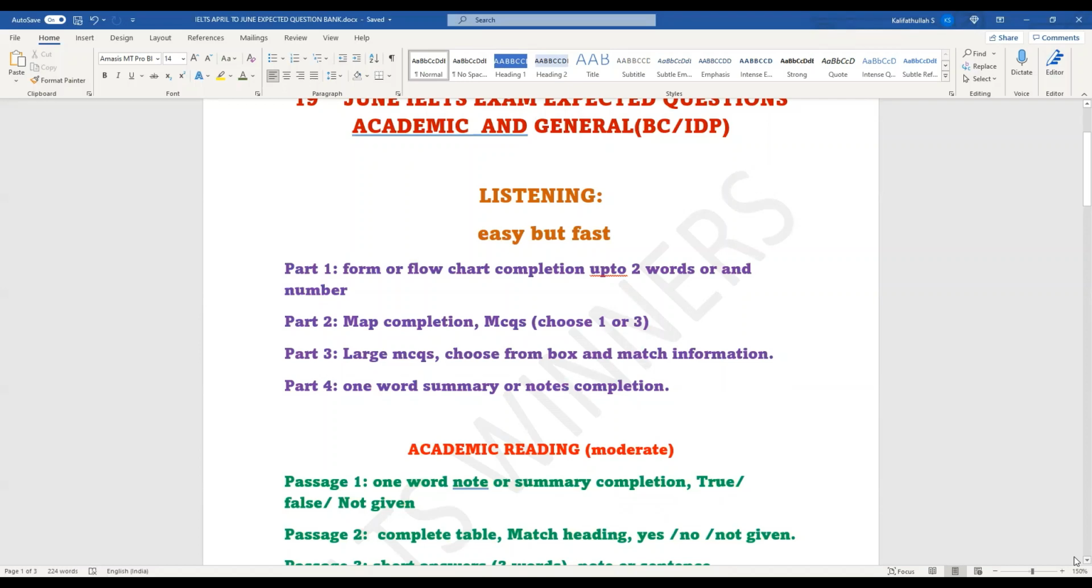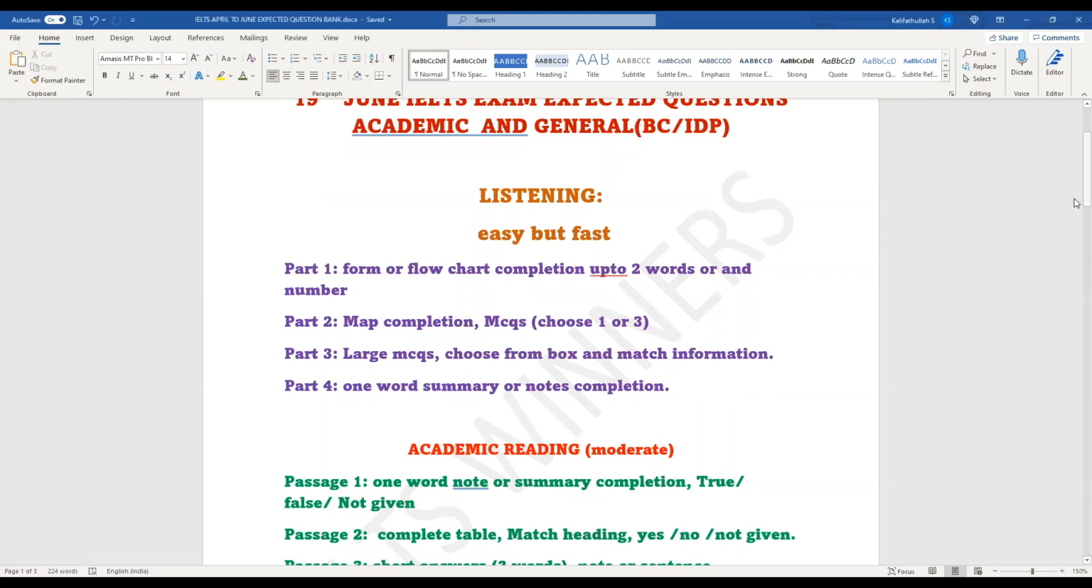And part 4 is going to be summary or note completion for maximum 1 word. As we know, it is quite lengthy and a notes type. So you need to write exactly the word that you hear in your notes, summary completion, so that you match the word. So as I have already said, whenever you are listening to part 4, be very clear with the headings of the question, as well as the words that come before and after the gap.